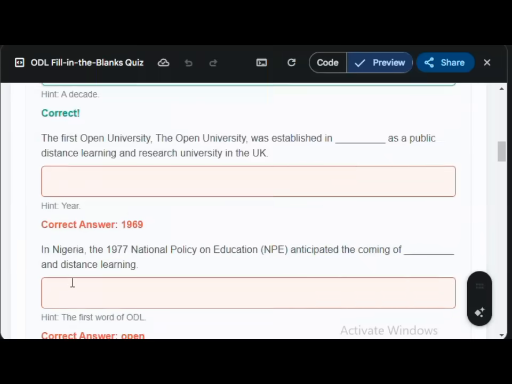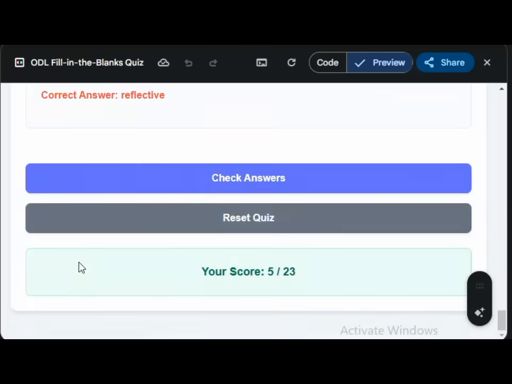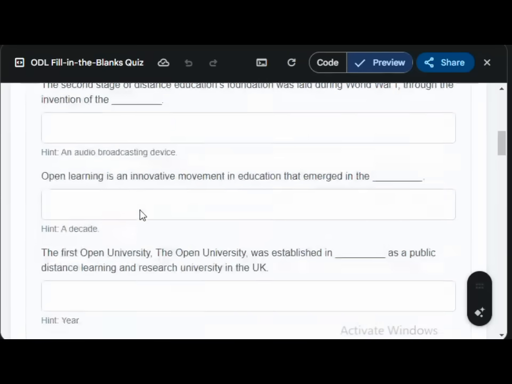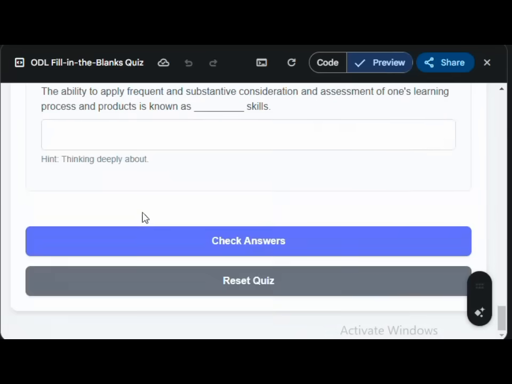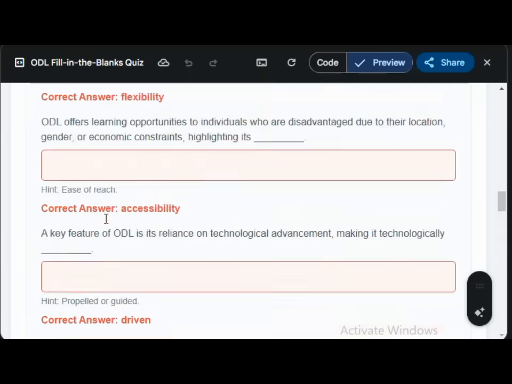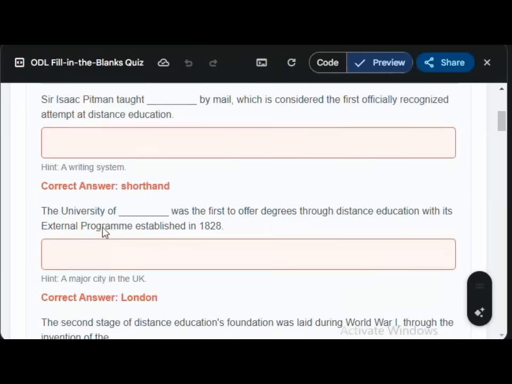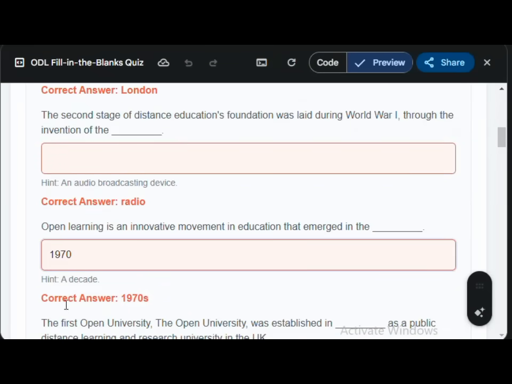Now, let's assume, let's reset our quiz. Reset. Now, let's get to this area. Now, we said 1970s. Let's assume we didn't put the S. Let's see if we are wrong or right. Check answer. Can you see? We are wrong.